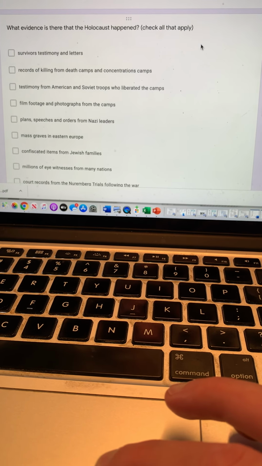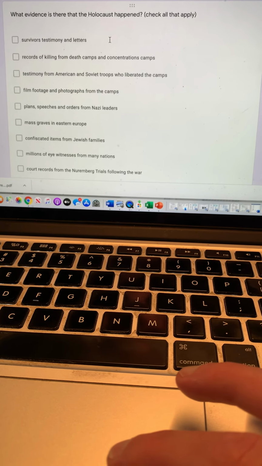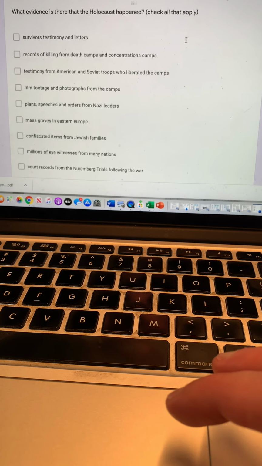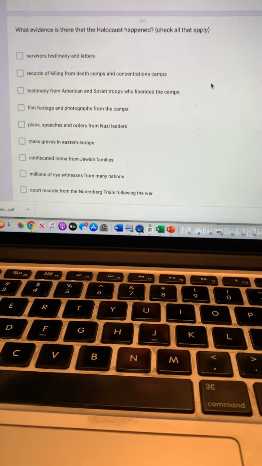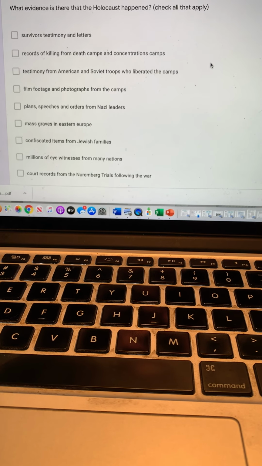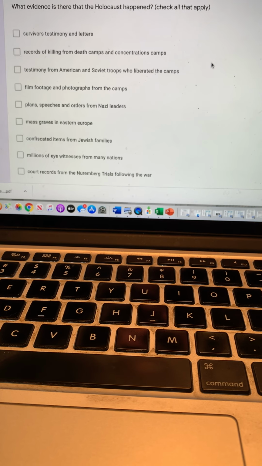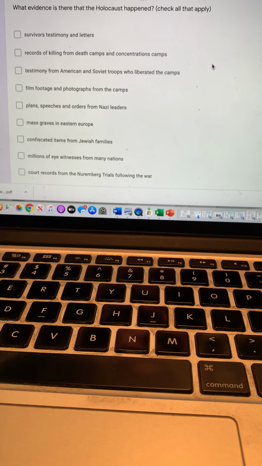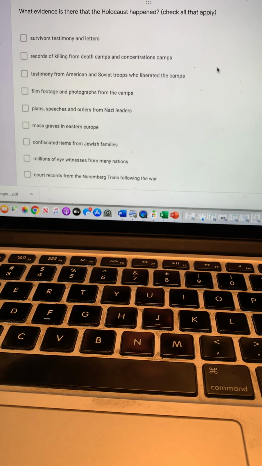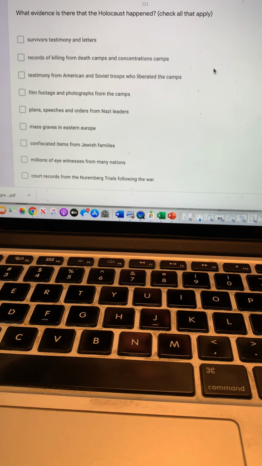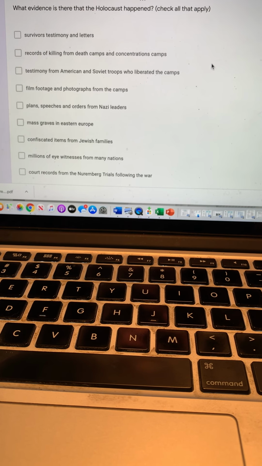Okay, and this one is check all that apply. What evidence is there that the Holocaust happened? There are some people who deny the Holocaust happened, and it's extremely dangerous, because we see the importance of recognizing genocide in order to prevent it from happening in the future. We also see how important it is to understand the suffering and the pain of other people and what causes it.